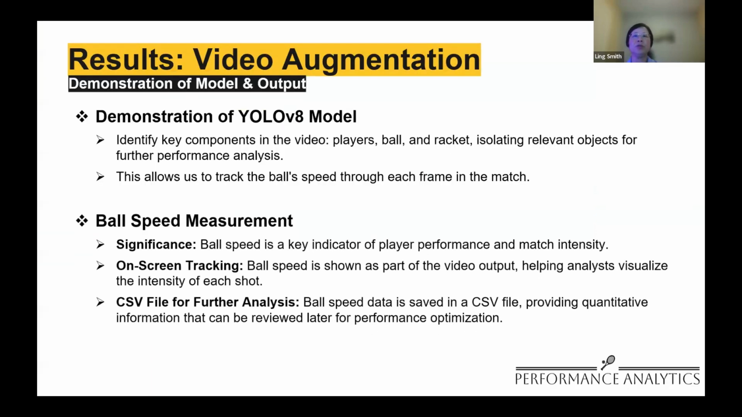So to recap, ball speed is a very important indicator of player performance and match intensity. By measuring the ball speed, we can gain valuable insight into the player's strength, position, and the overall match dynamics. As you can see, the ball speed is displayed on the video and the speed data is saved in a CSV file for further review. This output can be very valuable for coaches looking to optimize player performance.